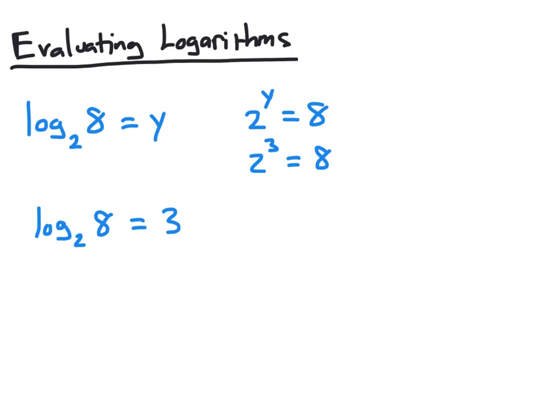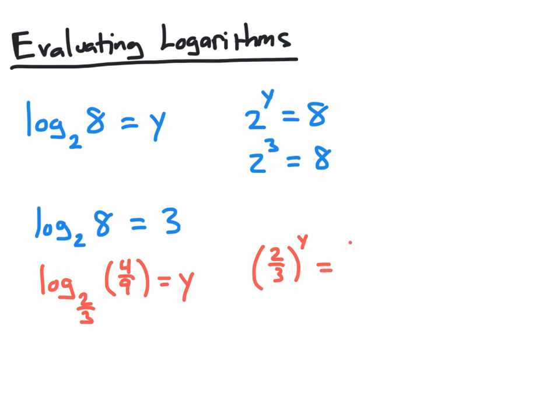To see another example, let us consider the logarithm base 2/3, so a fractional base, of the number 4/9. And we can approach it in much the same way. We could set it equal to some number y, and then convert this to exponential form. In exponential form, we see that this would convert to 2/3 raised to the y power equals 4/9.